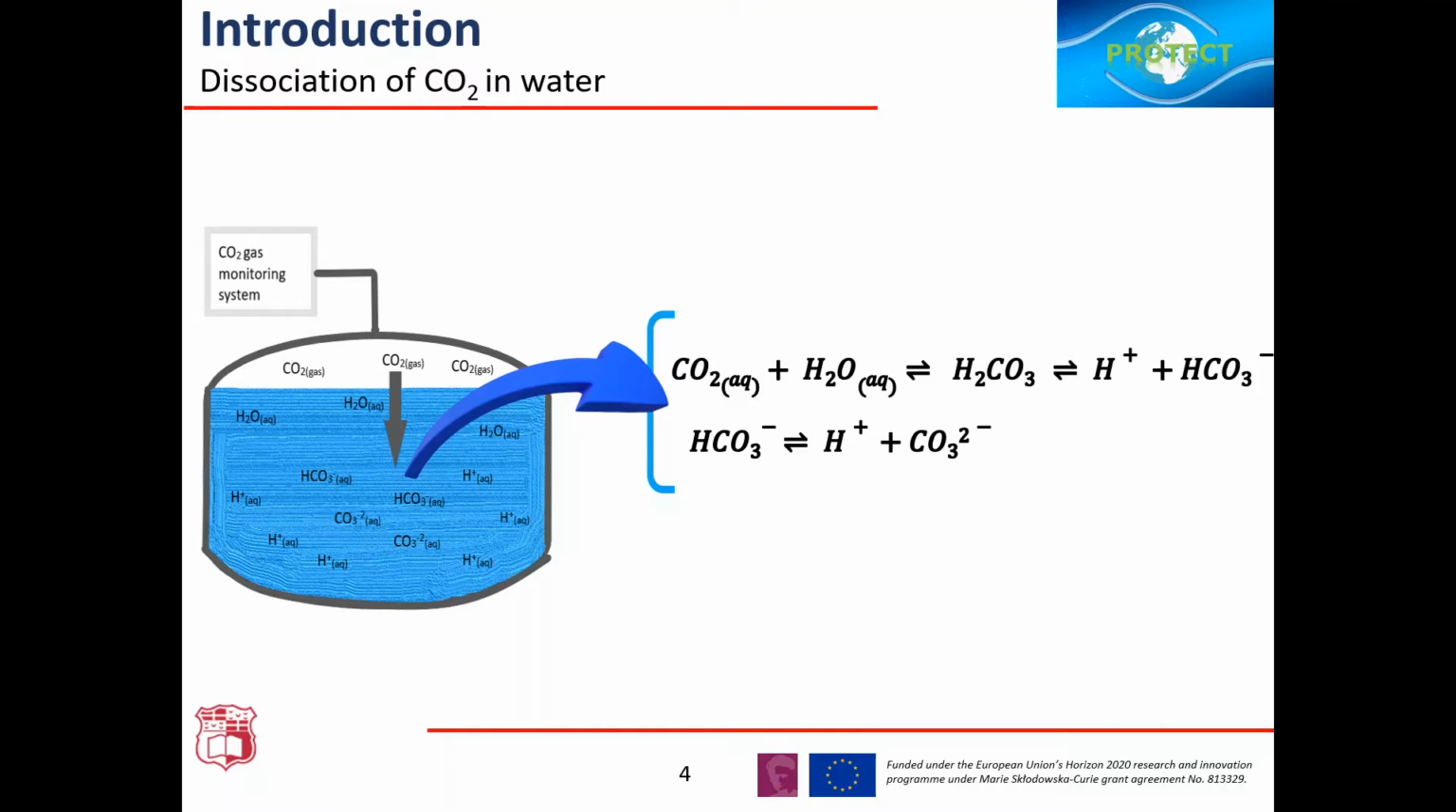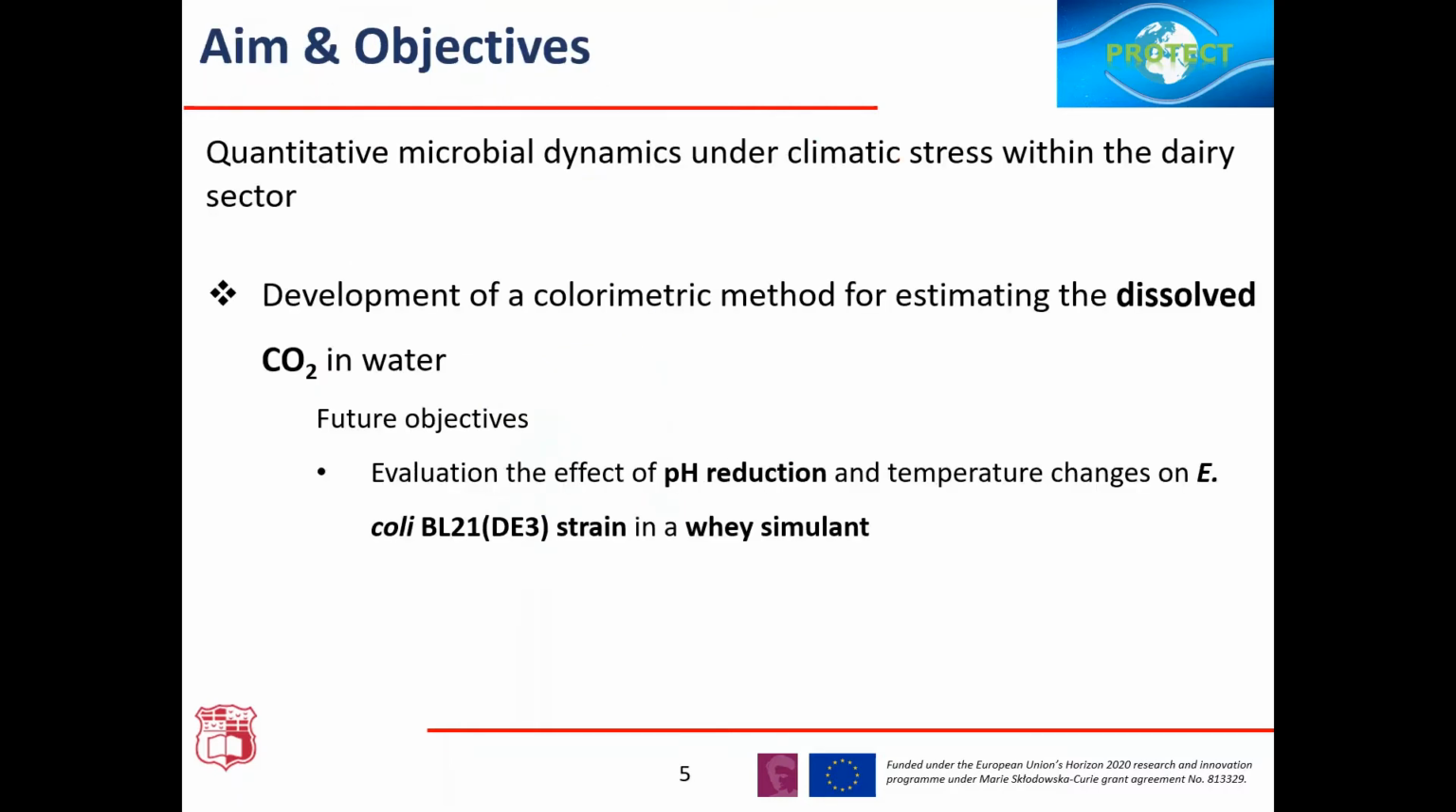Furthermore, dairy waste is considered an excellent substrate for the growth of microorganisms. For this reason, climate change forecasts require new approaches to assess the effect of carbon dioxide on microorganisms and the substrate where they grow. We explained why we focus on dairy waste. Now we move to the aim of this study, which is to quantify microbial dynamics under climatic stress within the dairy sector. The objectives are to develop a colorimetric method for estimating dissolved carbon dioxide in water. We will use the information that we get from the dissolved carbon dioxide in order to evaluate the effect of pH reduction and temperature change on an E. coli strain in a waste simulant.